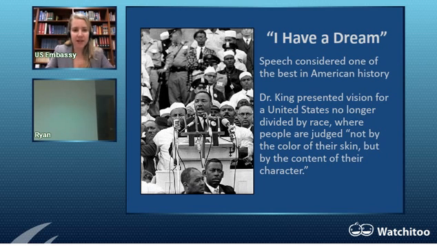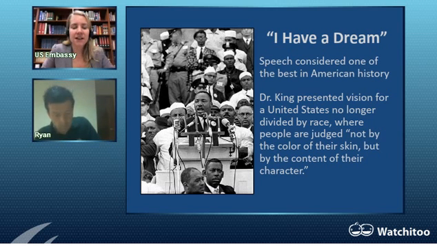So this picture right here on the slide is a picture of Dr. King delivering his speech. And this speech has gone down in history as one of the best oratory declarations of any American in history. And what was so important is that Dr.